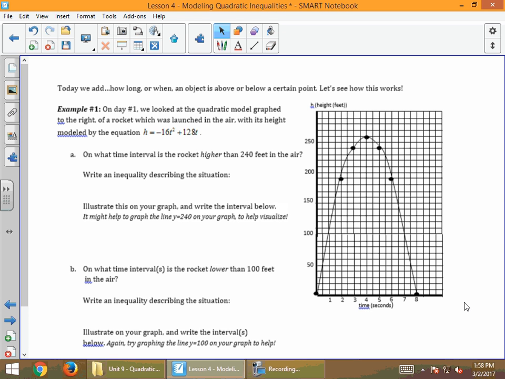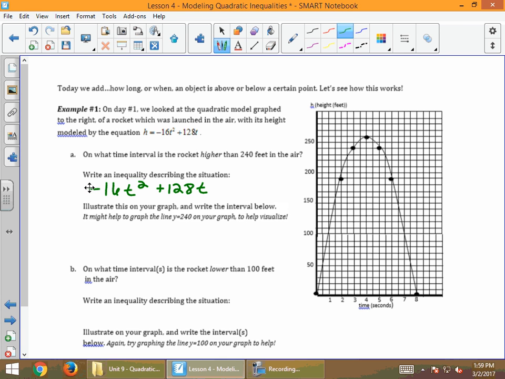Okay, well, first let's write an inequality that describes the situation. We're going to take the model, negative 16t squared plus 128t, and we're looking at where the rocket's higher than 240. So do you think we're going to put less than or greater than? Greater than, because we're looking higher. We're looking above. So it's going to be greater than 240. Just like if the inequality was greater than, like what you did on your quiz, you should look above the x-axis. So in this case, we're looking above 240.